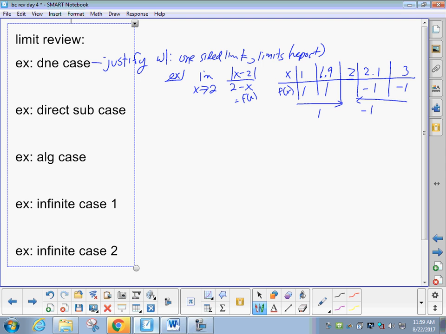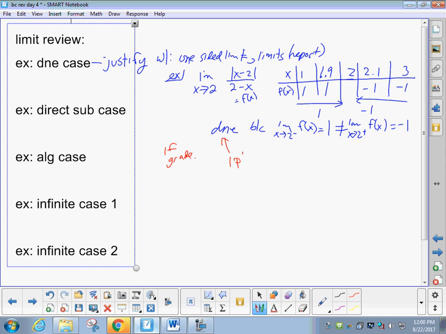In terms of expressing evidence, you would say something like this. DNE, because the limit as x approaches 2 from below is equal to what? 1, and that's not equal to the limit as x approaches 2 from above, which is -1.